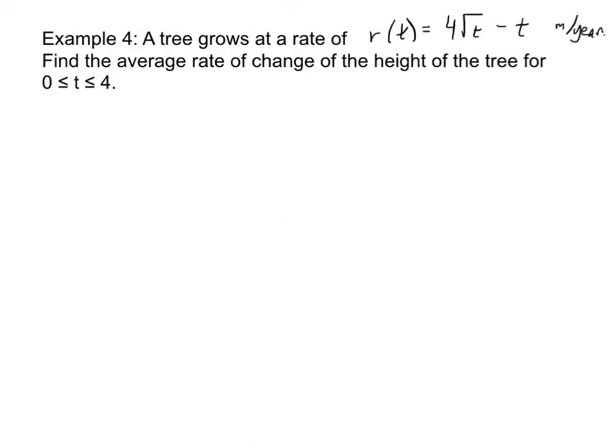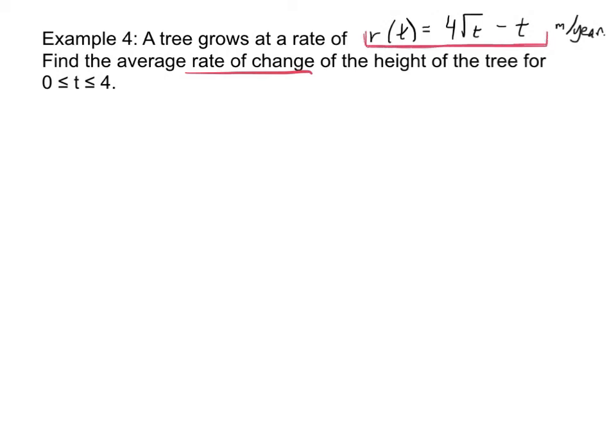So then in this last example, we have that a tree grows at a given rate. So there it is, r of t is 4 root t minus t meters per year. I want to find the average rate of change of the height of the tree on that interval. So again, you've got to watch out. These problems are tricky. This problem says, find the average rate of change of something, and you're like, yay, I'll use the rate of change thing. And you could go about it that way, but I look at this and say, well, wait a minute. They gave me a rate function.